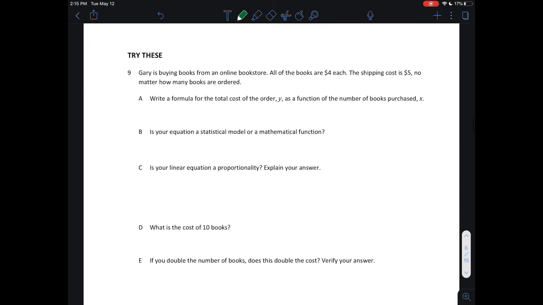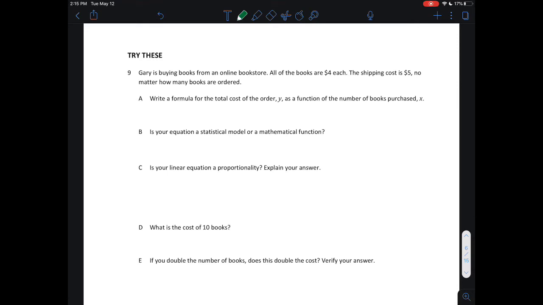So now a couple other examples. Number 9, Gary is buying books from an online bookstore. All of the books are $4 each. The shipping cost is $5, no matter how many books are ordered. Part A, write a formula for the total cost of the order, y, as a function of the number of books purchased, x. So here we can think about maybe what we saw in a previous example.